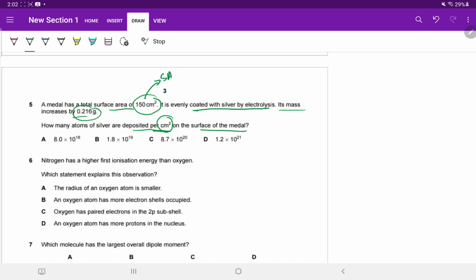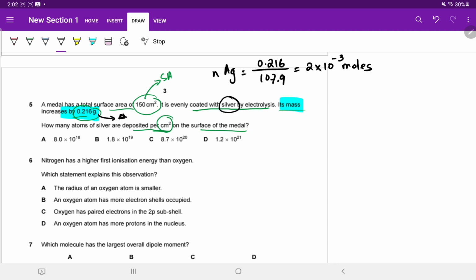So at first we need to calculate the moles of silver because its mass has increased by 0.216 grams. So this increase in mass is due to the presence of silver. Because of the silver coating, this mass has increased. So at first let's find the moles of silver. So moles of silver will be 0.216 divided by the Mr of silver, which is 107.9, and this will give us 2 times 10 to the power minus 3 moles of silver. Okay, so this is the surface area, and these are the moles of silver that has coated, which has caused this increase in mass.